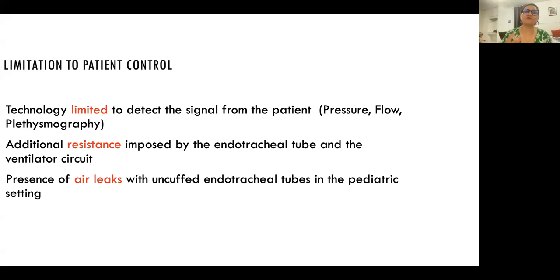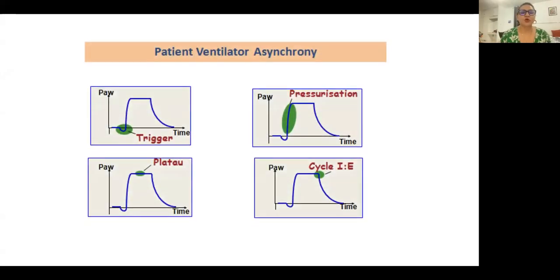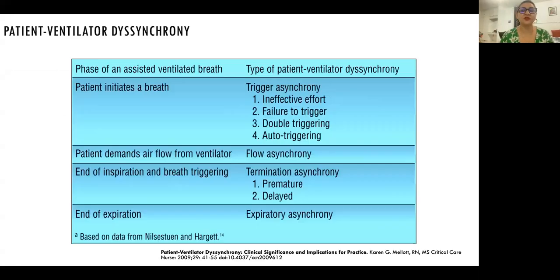Also, because we are using uncuffed endotracheal tubes for our babies, there might be a possibility of air leaks. That means we might still have asynchrony at the trigger level, at the flow level, at the plateau level, and at the end of inspiration and expiration level. So there may still be asynchrony. And how does it happen? The phase of an assisted ventilation breath depends on that, and on the type of patient-ventilator dyssynchrony.